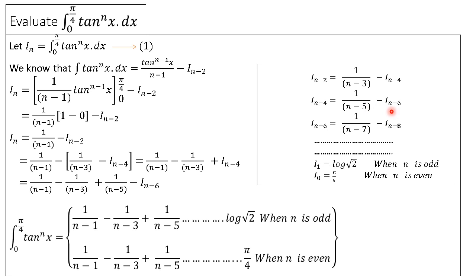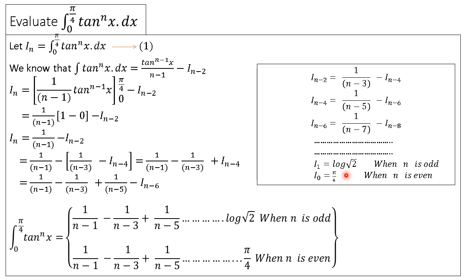To find the value of I_{n-6}, again put n is equal to n minus 6 here. You will get I_{n-6}, that is 1 divided by (n minus 6 minus 1) minus I_{n-6-2}. That is 1 divided by (n minus 7) minus I_{n-8}. Continuing in the same way, it ends up with two results, one for odd number and another for even number. So it ends up with I1 when n is an odd number, and it ends up with I0 when n is an even number.